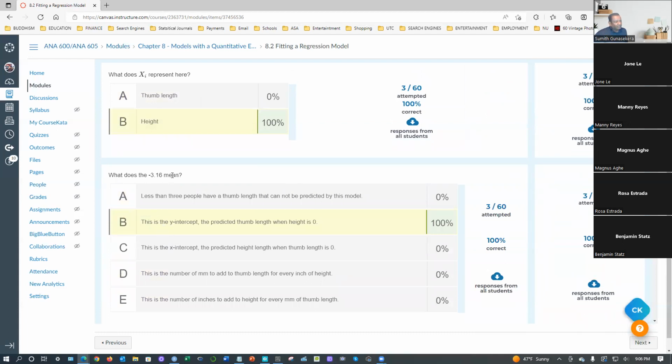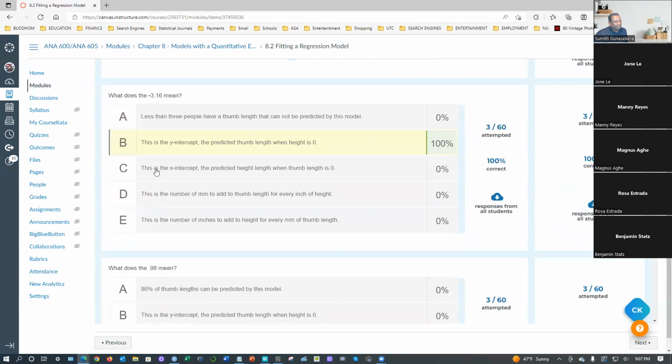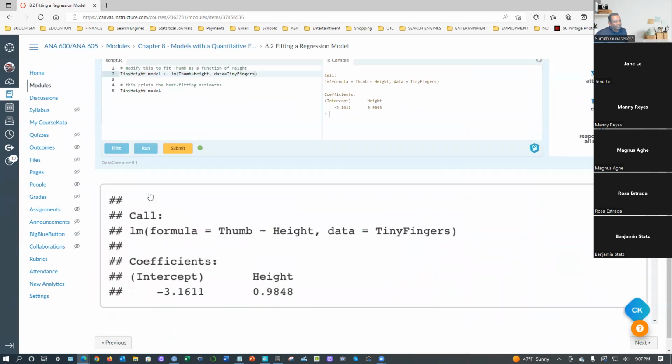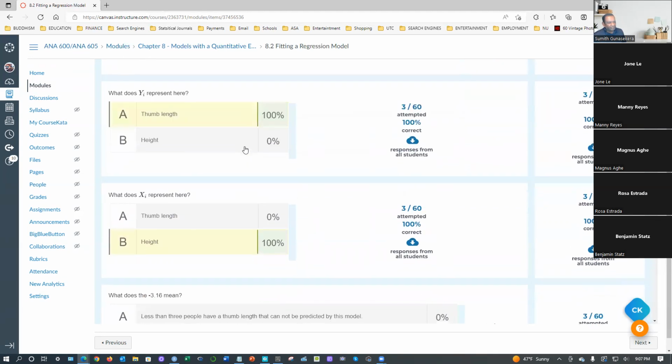What does the minus 3.16 mean? That's the y-intercept, the predicted thumb length when height is 0. When height is 0, they're going to predict that the thumb length should be this much negative value. It cannot be a negative value. You can get rid of the negative value later on. We're going to talk about that too. We can make some kind of adjustment.